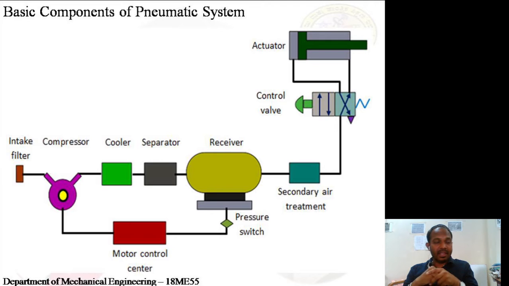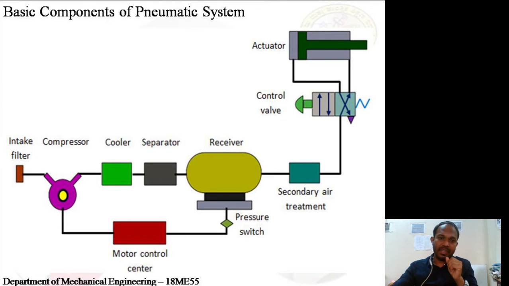So before taking the air from the atmosphere, an intake filter is placed in order to filter it finely, make it pure and send it to the compressor. Now there are different types of compressors. It can be a reciprocating compressor or a rotary compressor, but the nature of work or the function of the compressor remains the same. So a compressor takes the atmospheric air, sucks it in, pressurizes it, increases the air pressure and sends it to the receiver.